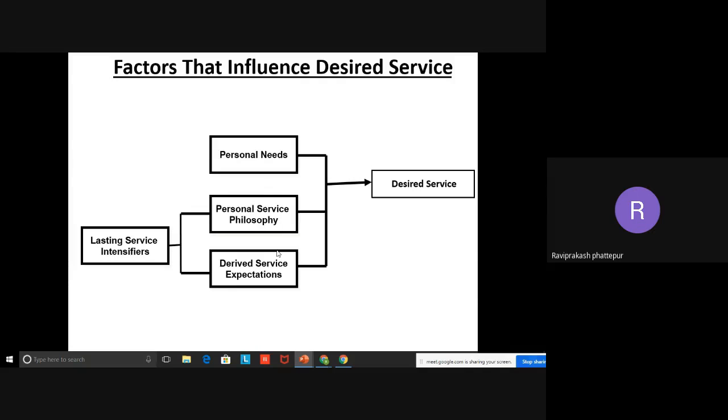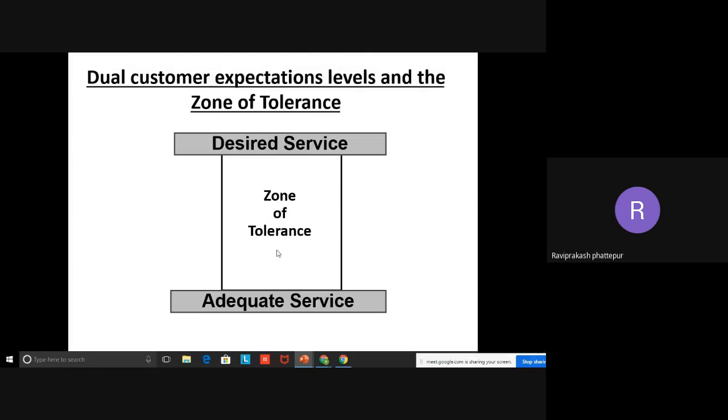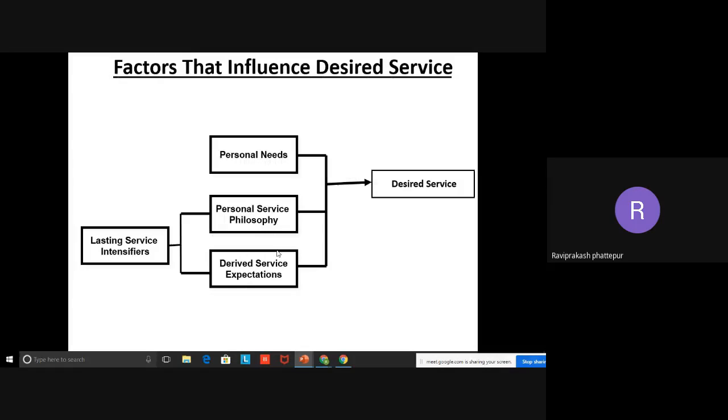Factors that influence desired service. Here we have the personal needs and lasting service intensifiers. This is with respect to the desired service. So how do you get the desired service? That is what we are learning here.